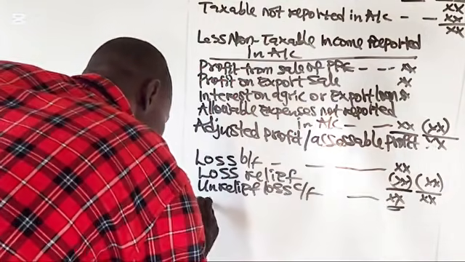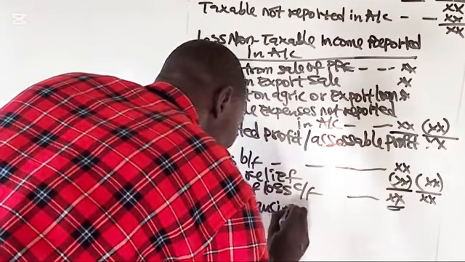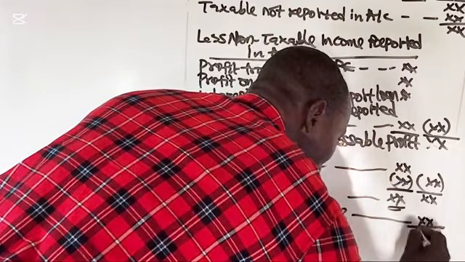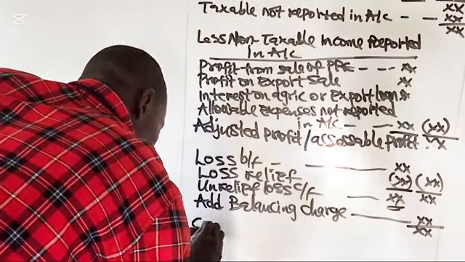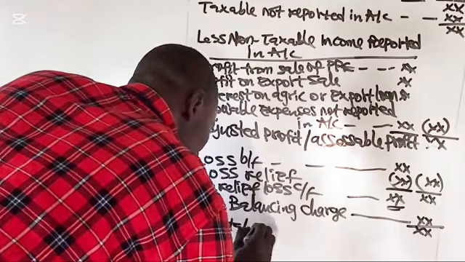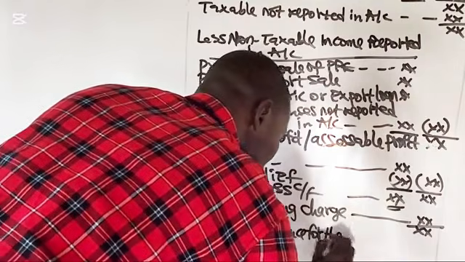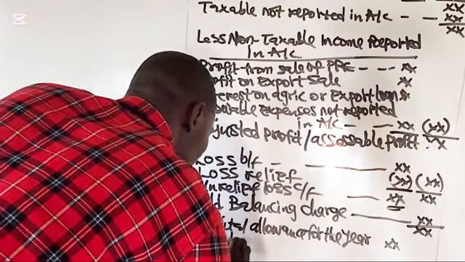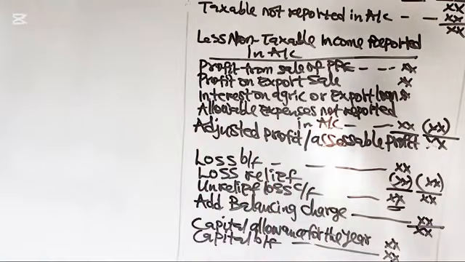You add balancing charge. After adding balancing charge, you now deduct capital allowance. Capital allowance for the year. Capital allowance brought forward from prior year. Unclaimed capital allowance in prior accounting period or in prior tax year.